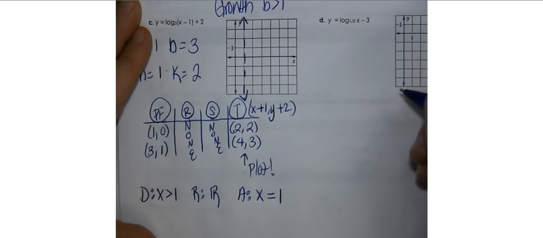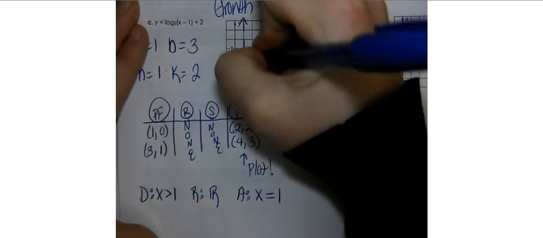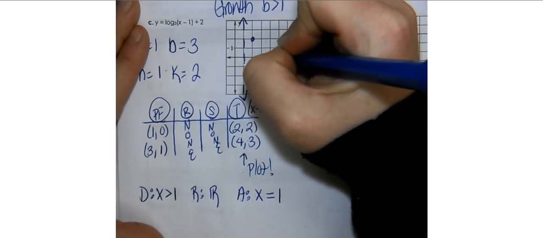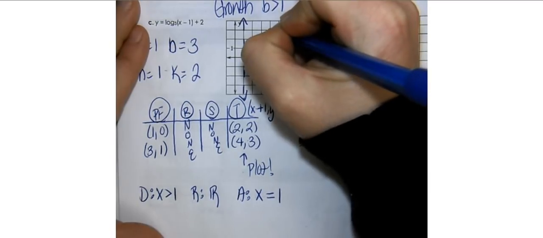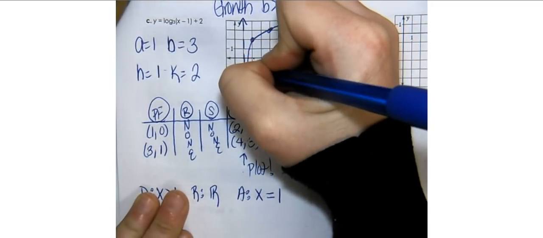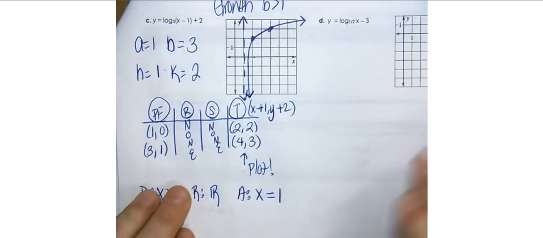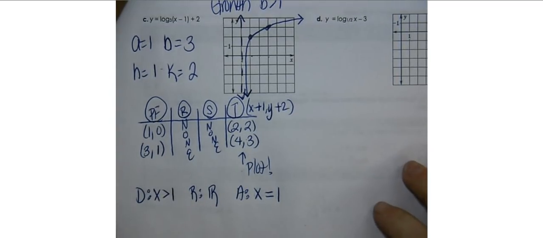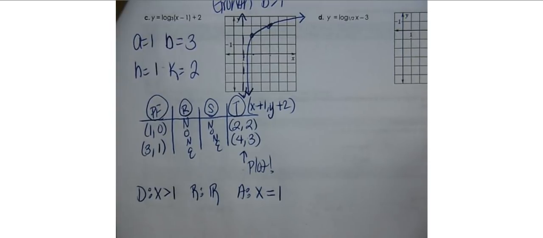And I'm going to plot 2, 2, and 4, 3. Going in order in which I plotted the points, I'm going to have my graph approach the asymptote but not cross it. And that is the graph. There's nothing further for us to do.